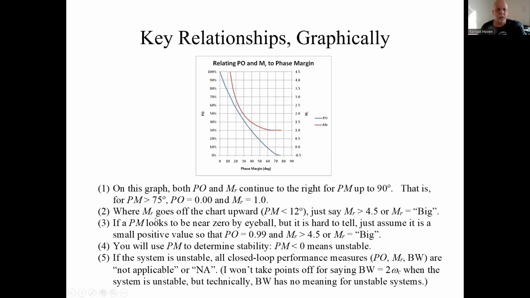On the other end, where this M sub R, where the red goes off the chart, I told my students just call it big, or something over 4.5. It's just going to go off to infinity as you go down to 0. And if the phase margin looks to be near 0, give it a peak overshoot of 0.99, almost 100% overshoot.